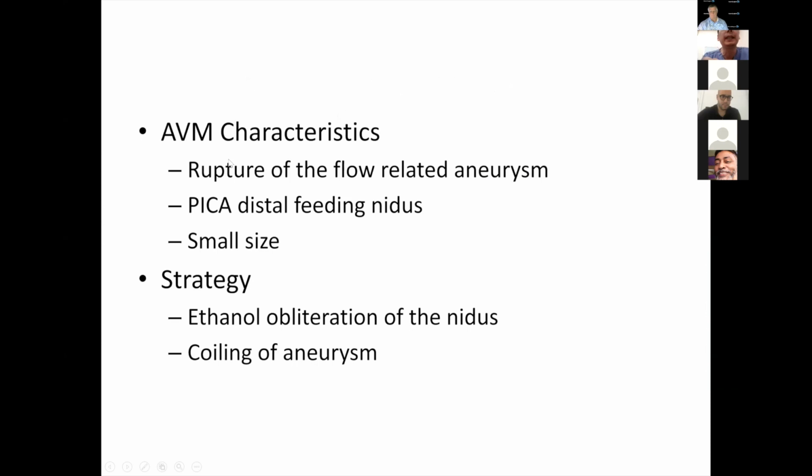So this AVM has characteristics as following: the rupture site of the flow-related aneurysm, and the nidus is supplied by PICA distal branches, and the nidus is a quite small one. The strategy is as following: I use Onyx obliteration for the nidus. Afterwards, coiling of the aneurysm.